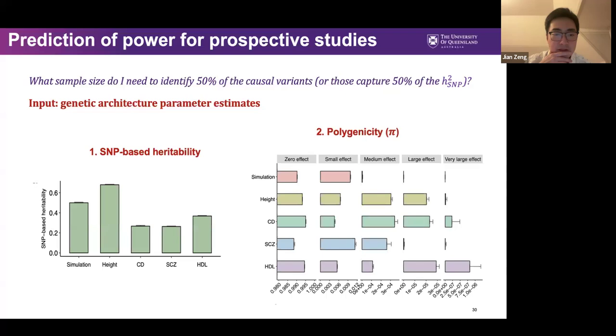And we apply this to a number of real traits, including the simulated traits. So from the genetic architecture estimates, you can see that they can have different SNP-based heritability for different traits: height, Crohn's disease, schizophrenia, high-density lipoprotein. And they also have a different polygenicity, like the proportion of SNPs with different effect size looks different across different traits.